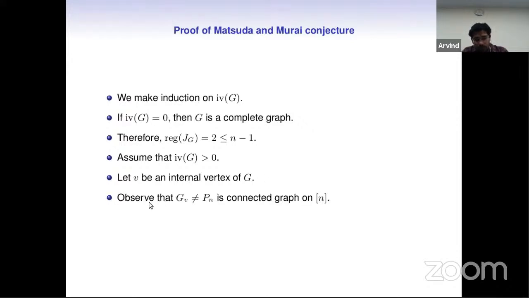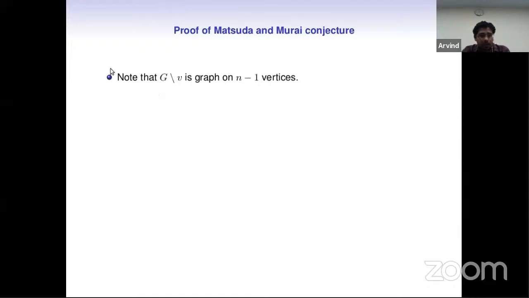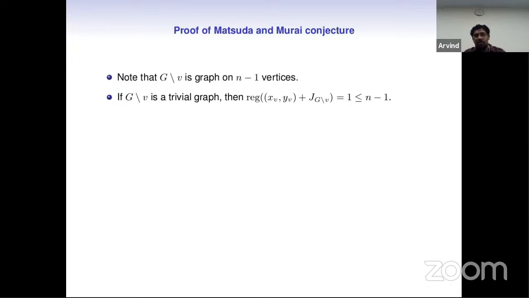It is an easy observation that G_V is not a path graph, and it is a connected graph on n vertices because G is connected. So by induction, because of the previous lemma, we can use induction. So the regularity of J_{G_V} is less than or equal to n minus 1. Note that G minus V is a graph on n minus 1 vertices. If G minus V is a trivial graph, by trivial graph we mean there are no edges, then the regularity of this ideal is 1, which is bounded by n minus 1.